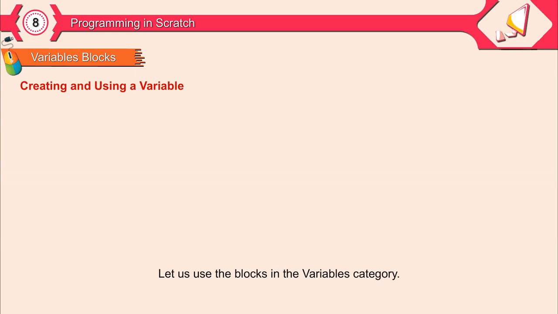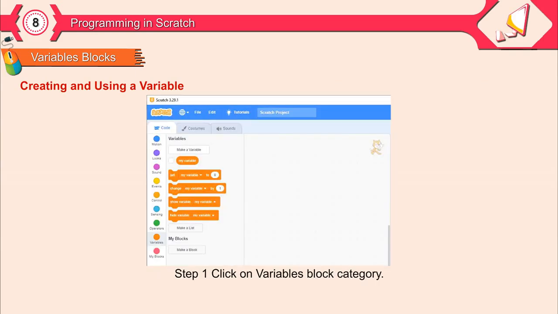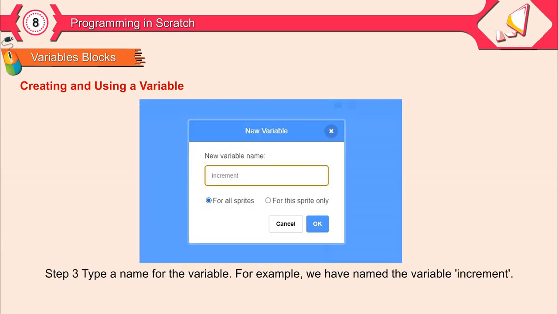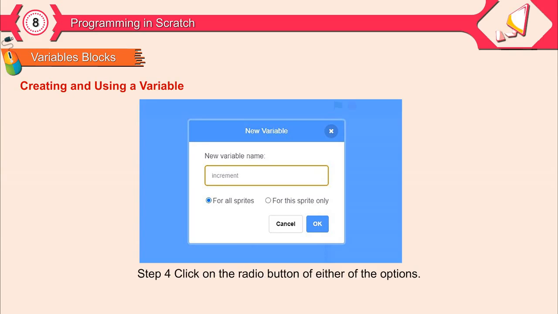Let us use the blocks in the variables category. Step 1. Click on Variables block category. Step 2. Click on the Make a Variable button. A new variable dialog box appears. Step 3. Type a name for the variable. For example, we have named the variable increment.